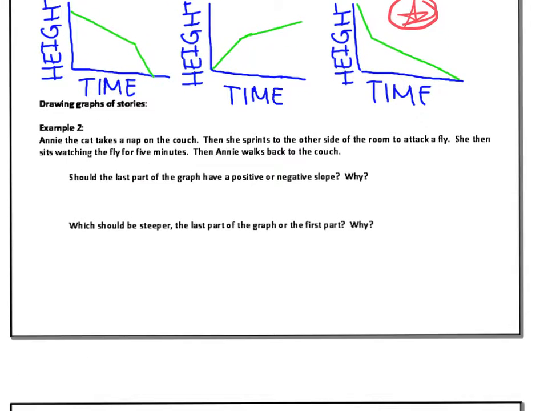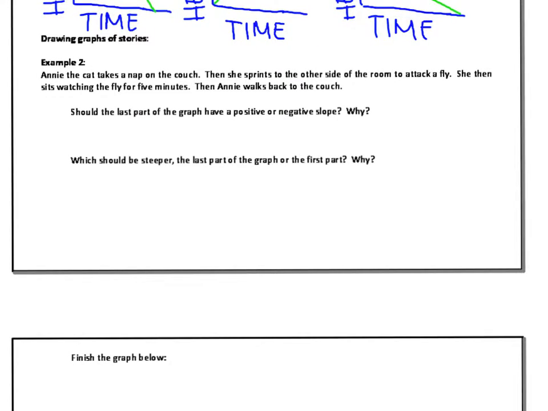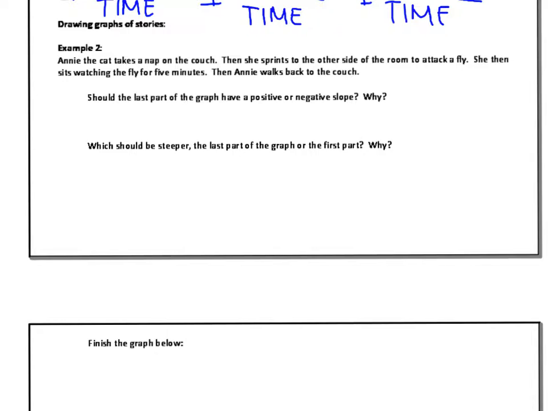I'm going to move on to the last graph story. It says Annie the cat is taking a nap on a couch, and she sprints to the other side of the room to attack a fly. She then sits watching the fly for 5 minutes, and then Annie walks back to the couch. Go ahead, draw out this story, and then answer the 2 questions. Pause the video now.